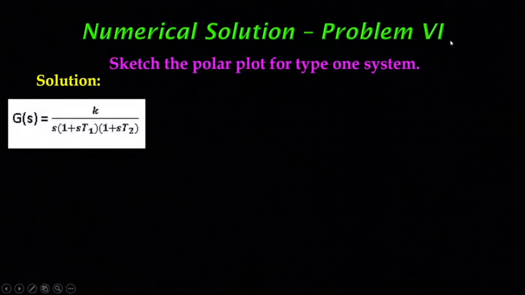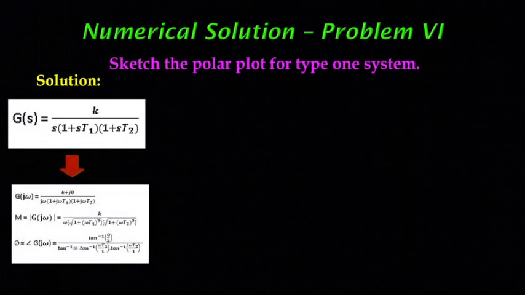Numerical solution problem 6. Sketch the polar plot for type 1 system. Type 1 system means one pole present at the origin. So that's why we consider G(s) equal to K divided by s into (1 plus sT1) into (1 plus sT2). Put s equal to j omega, then taking magnitude, mod of this.